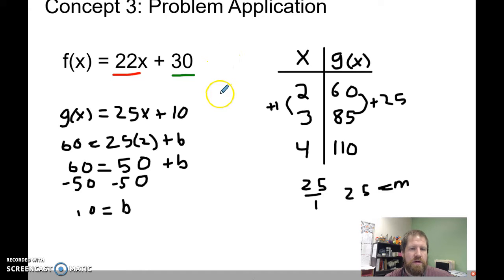And that's basically what you're doing, is you are comparing the two and comparing their slopes and their intercepts to find out where those lines are and which is the better deal, or predict some values.